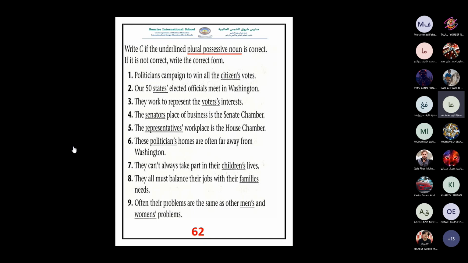Muhammad Ashraf, number 9 is incorrect. And number 7, fix 7 and 9. Send page 62, please, guys, your booklet. Okay, Khalid Sultan. Okay, excellent, Khalid.